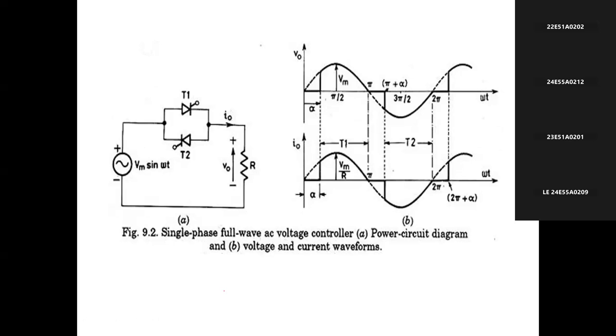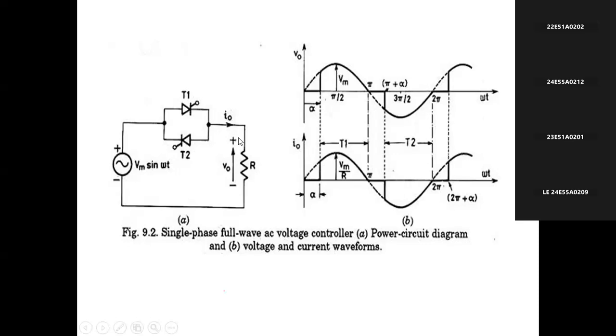So from 0 to alpha, the input Vs is positive. The thyristor T1 is off. Therefore, the output voltage is 0. Thyristor is forward biased, but off. Where are you giving firing pulse to T1? At alpha, we are giving firing pulse to T1.